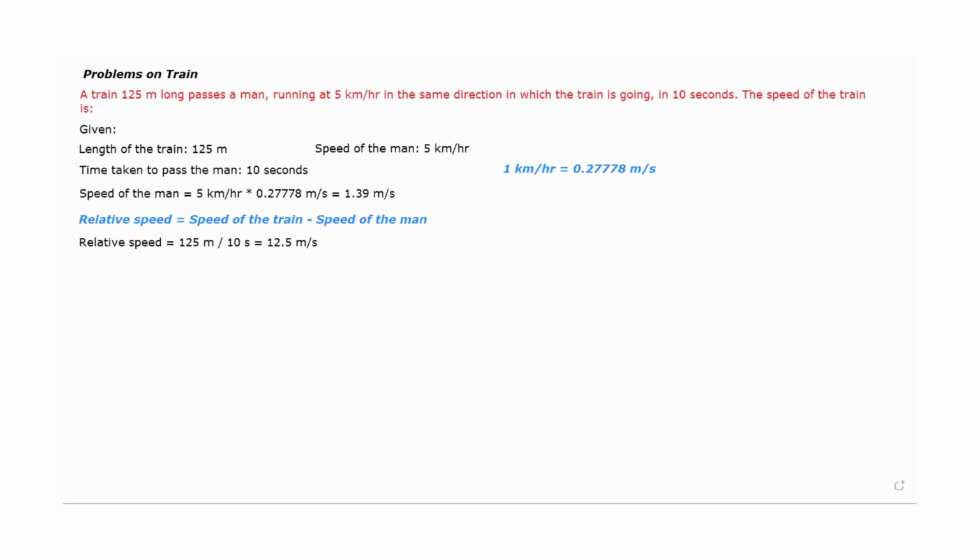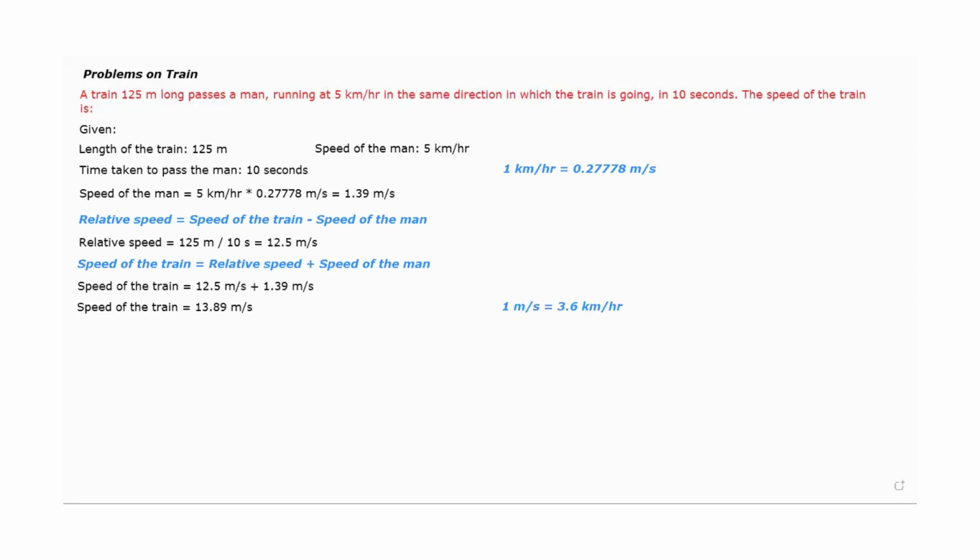Now, we can calculate the speed of the train by adding the relative speed to the speed of the man. Speed of the train equals relative speed plus speed of the man. Speed of the train equals 12.5 meters per second plus 1.39 meters per second. Calculating the above expression, we get, speed of the train equals 13.89 meters per second.